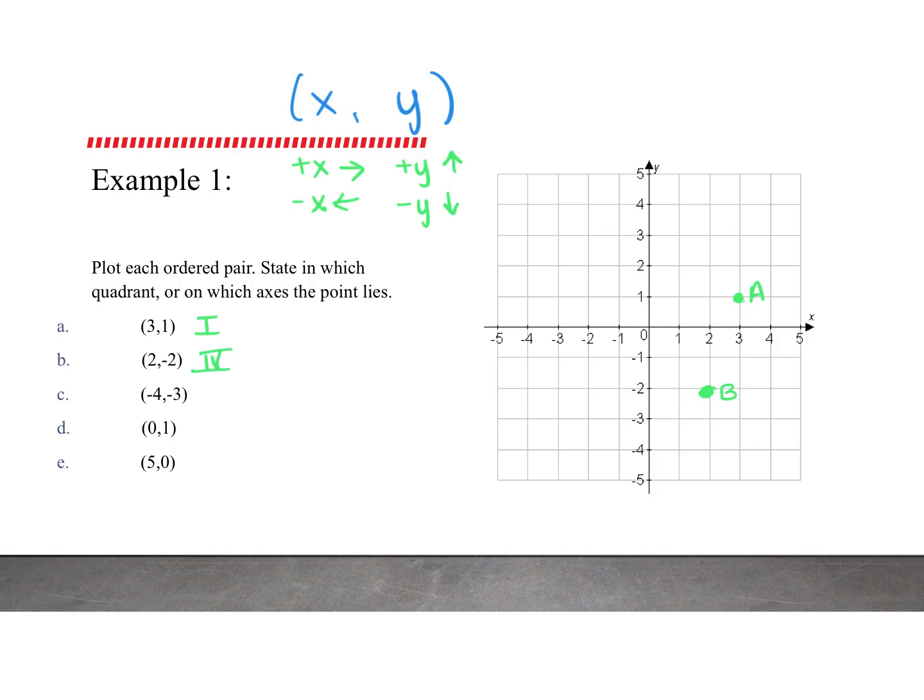All right, let's try part C. We have negative 4, negative 3. Negative for an x value means we're going to move to the left this time. So we're going to go 1, 2, 3, 4 to the left. And then negative 3 is going to take us down for our y. 1, 2, 3. And we're going to mark that as our point C. If we count out our quadrants again, 1, 2, 3. C is in quadrant 3.